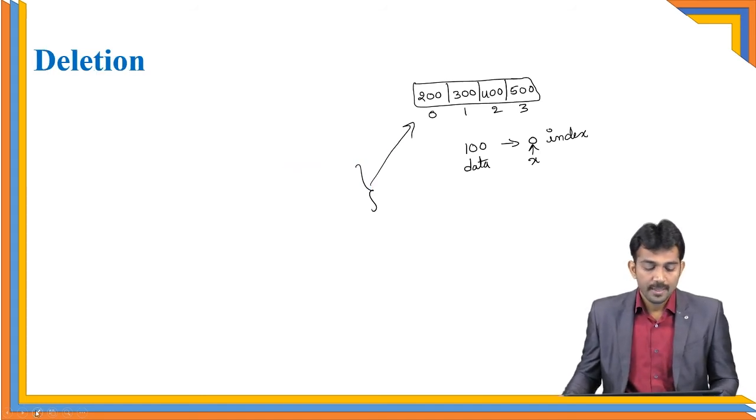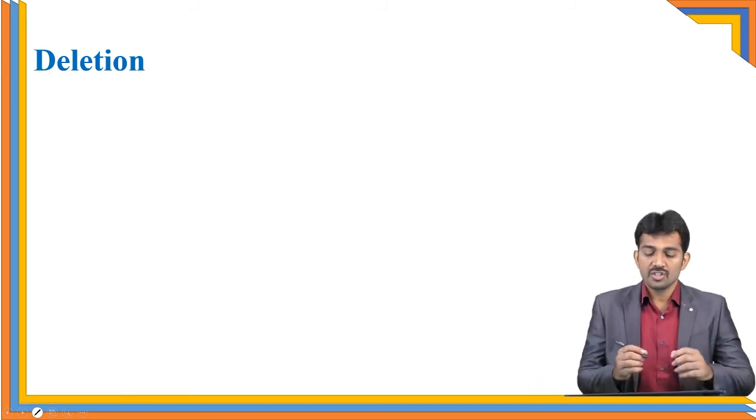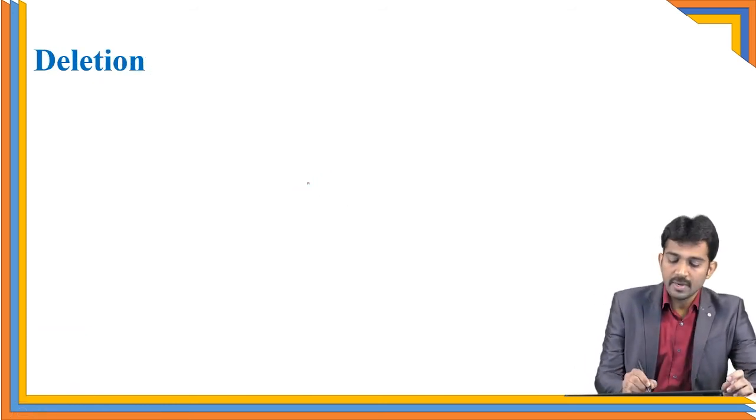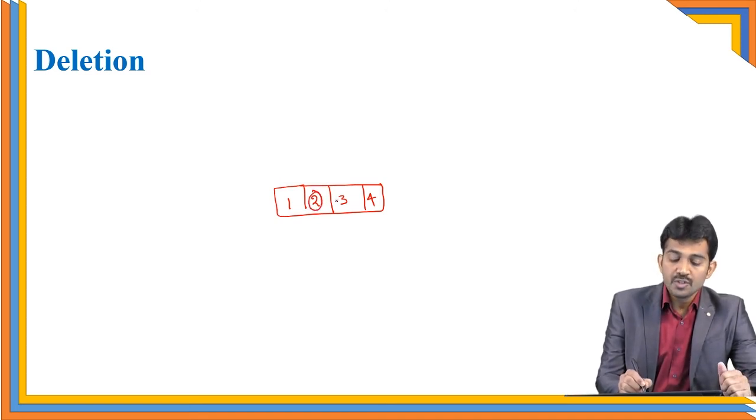Coming to the deletion. Deletion is somewhat different from insertion. See, this is my data: 1, 2, 3, 4. For example, if you delete this data, what should you do? You simply move this data to here and here, and the n value is reduced to n minus 1. That's all.